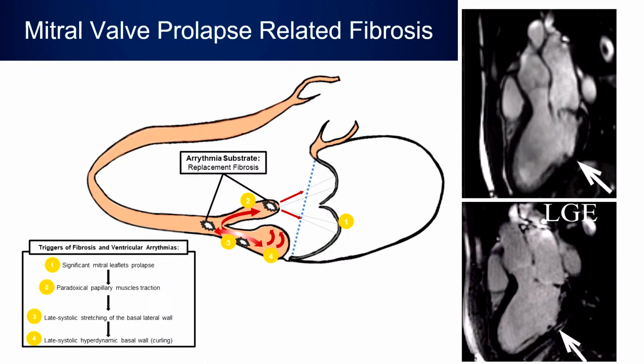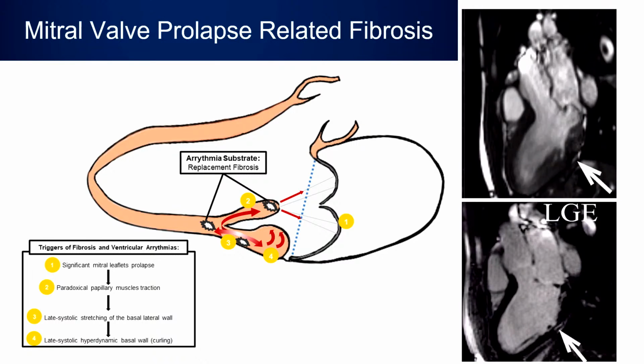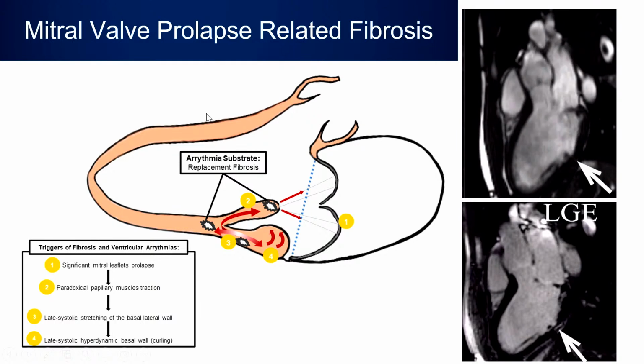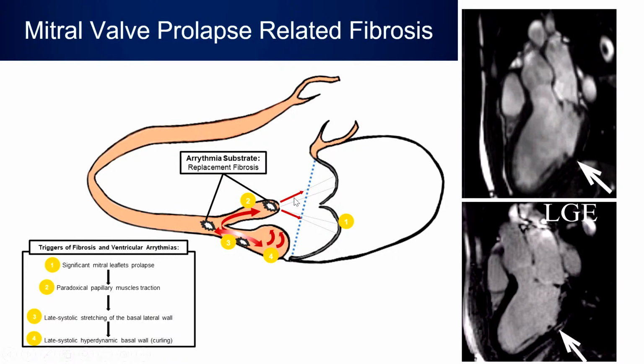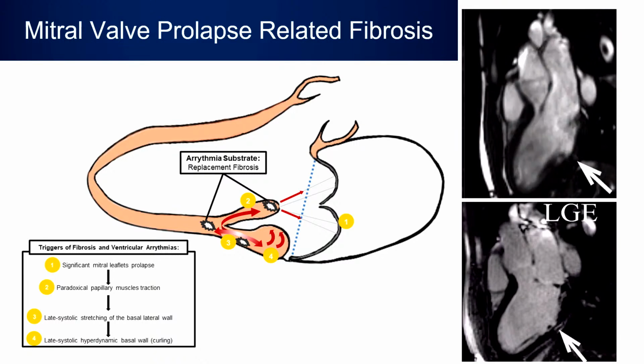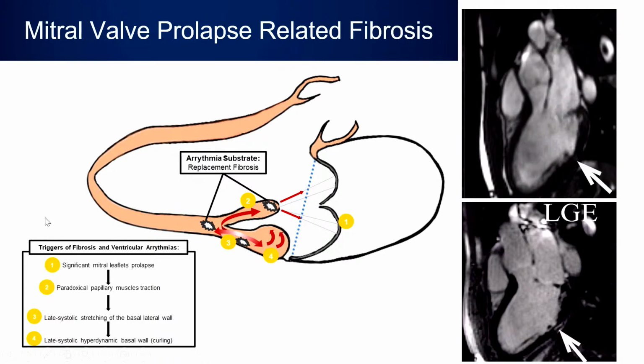Another aspect that MRI can identify is the known mitral valve prolapse-related fibrosis. I put this cartoon here to show you how the mechanism starts. It starts obviously with the prolapsing leaflets, and then you have this paradoxical motion of the papillary muscles. Normally the papillary muscles should go down, apically, during systole. Here they're paradoxically going towards the base, and there's traction at the papillary muscles and at the muscle in the basal inferolateral wall.